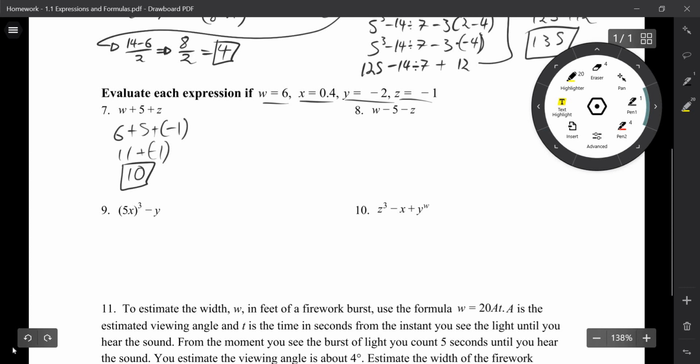w minus 5 minus z, very similar to what we just did. So w is 6 minus 5 minus negative 1. 6 minus 5 is going to give us 1, minus a negative 1. And that's the same thing as plus 1. 1 plus 1 is 2.